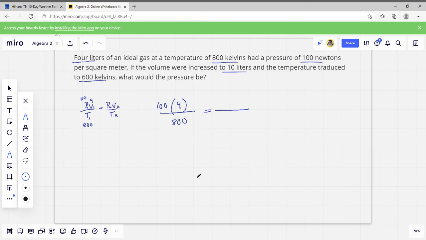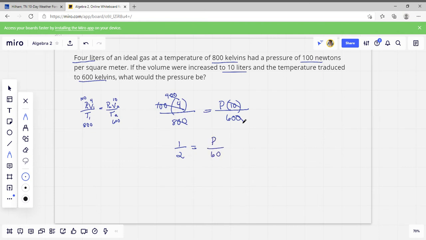So we're looking for a pressure. The volume is increased to 10 liters, so my volume right here is 10. And the temperature is reduced to 600 kelvin, so that's down here, that's our 600. So I'm going to work as much of this as I can. 100 times 4 is 400, and then that'll reduce to 4 over 8, which would reduce to 1/2. This one I could say divided by 10, and I would have P over 60.